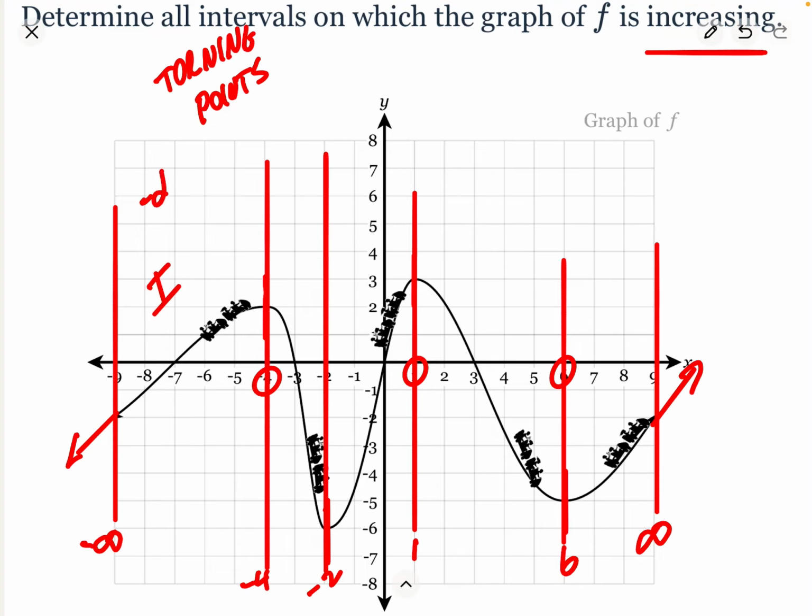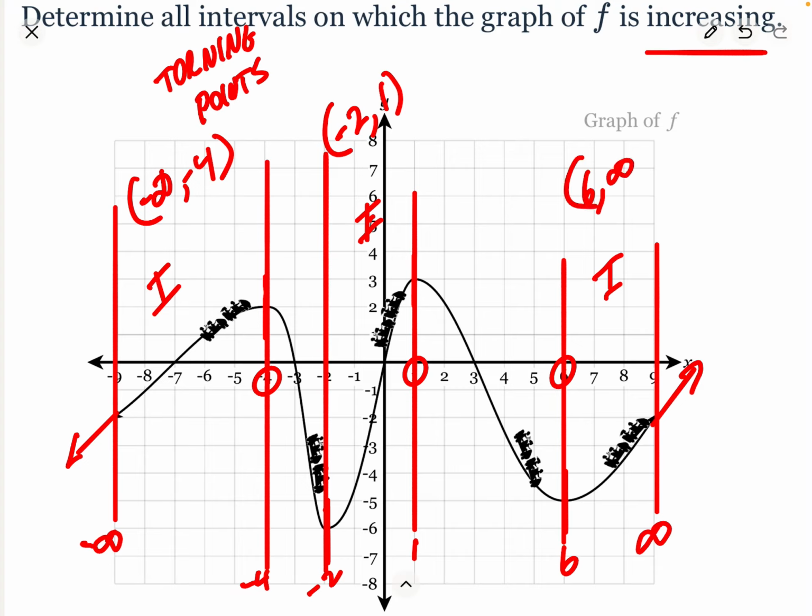So that would be from negative infinity to -4. And then it's also increasing here from -2 over to 1. And we put it in parentheses. And then the last increasing interval would be from 6 to positive infinity. That's increasing. That's how we do it.